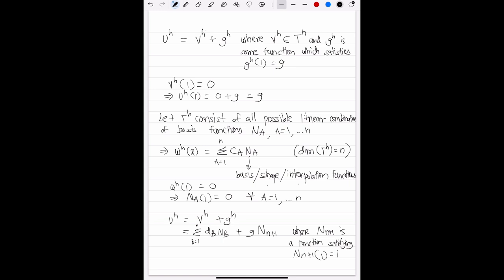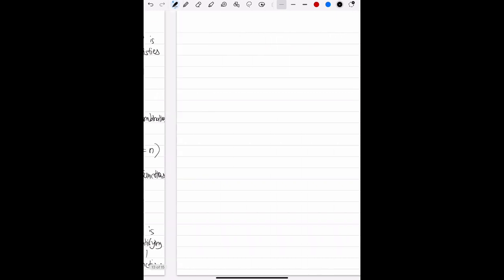So overall, this expression is going to satisfy uh at x equal to 1 is equal to g, the Dirichlet boundary condition. So here I would further highlight that the key idea of the Galerkin method is that the test function wh as well as the solution function uh essentially have the same basis functions Na. So that is the key idea of the Galerkin approximation: uh and wh have the same basis functions.